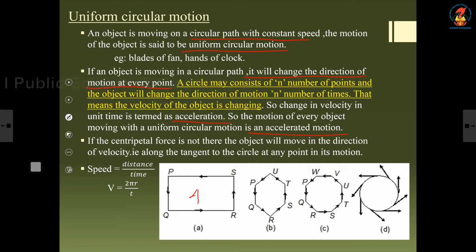Here 4 times the object will change the direction, here 6 times, here 8 times, here n number of times it will change the direction of motion.